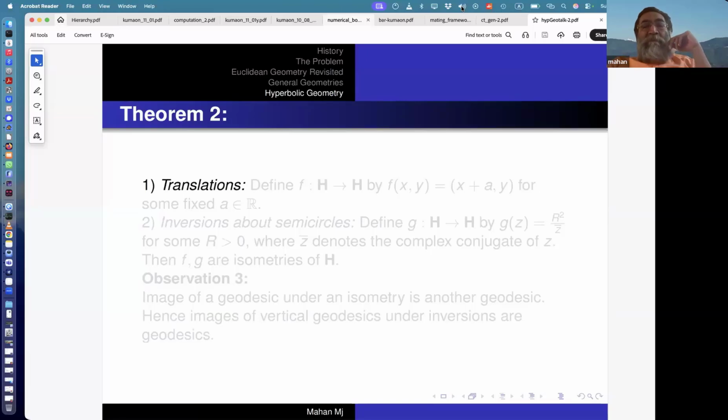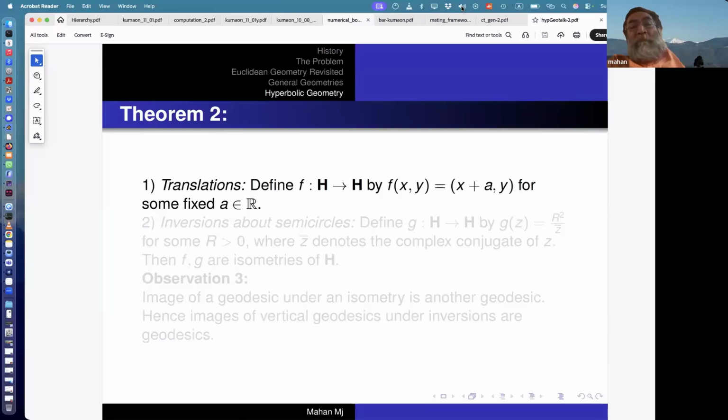So next thing is translations. And here we take a translation in the x direction. So (x, y) goes to (x plus a, y).